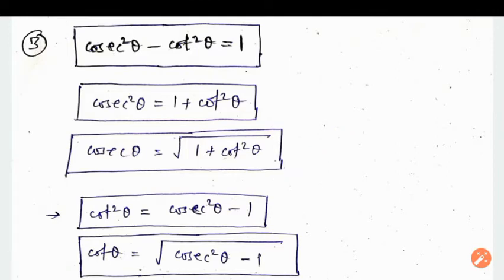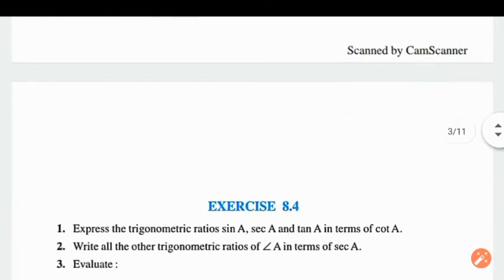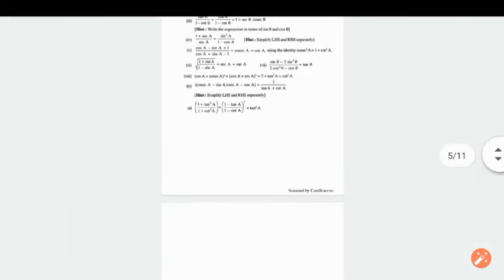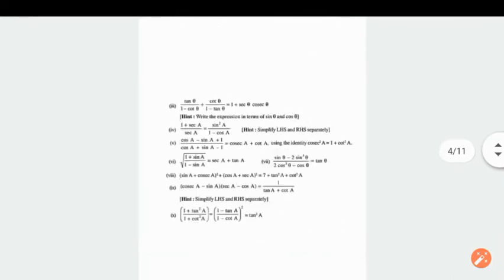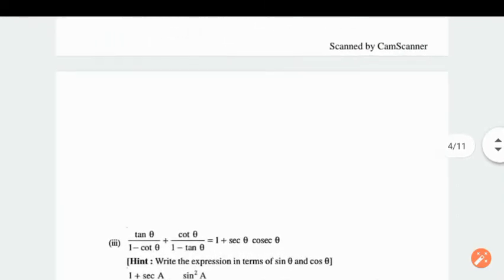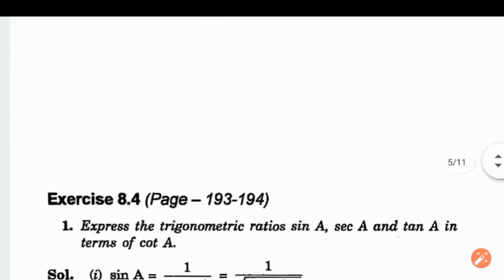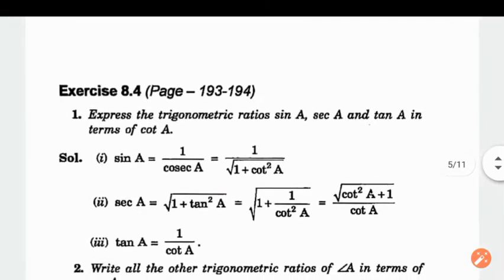So there in place of theta we have A. So in place of cosec A, we can write root over 1 plus cot square A. Okay.